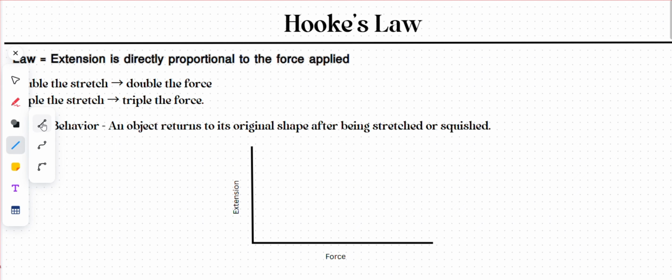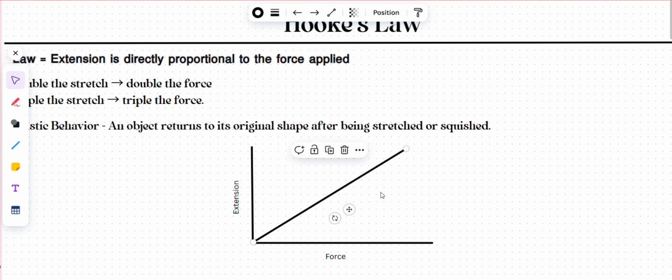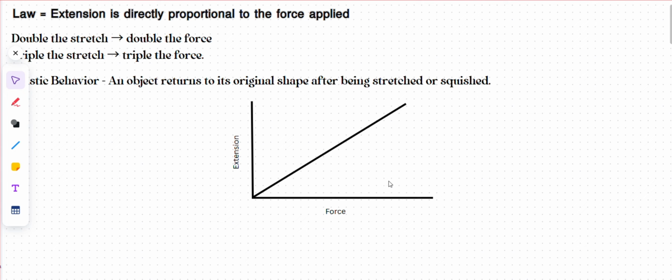So what is that line? That line should go straight from the origin like this. Yeah, like this. So the line should be straight from the origin. Make sure to use a ruler while drawing this. And so this is done. This is your graph for Hooke's law.